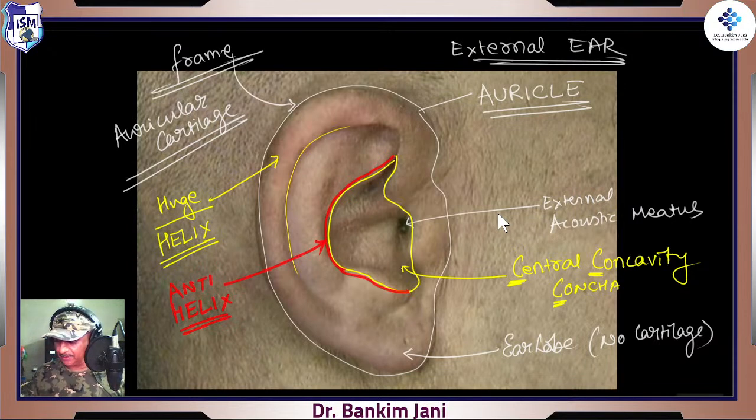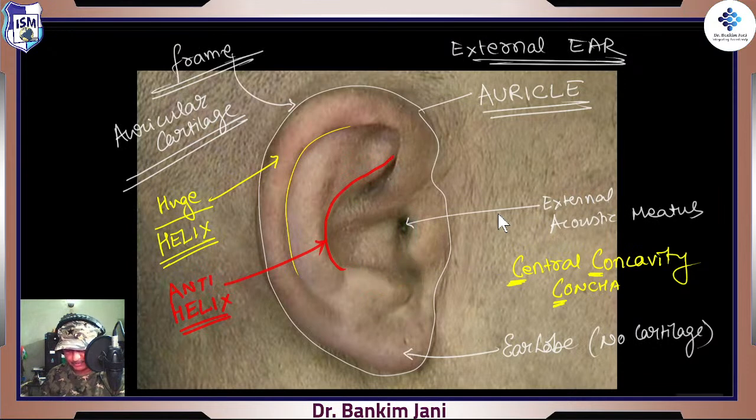What is left out? Well, there are two things. If we just erase this one, see, there are two prominences. One over here, one over here. They are like two doors.